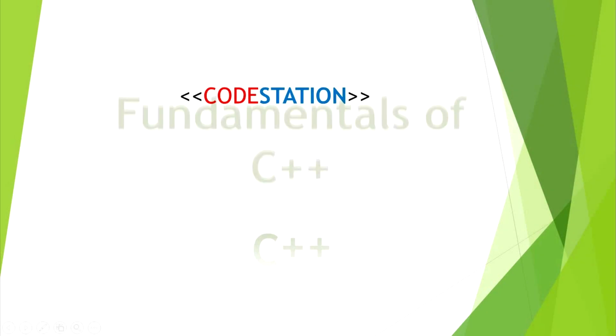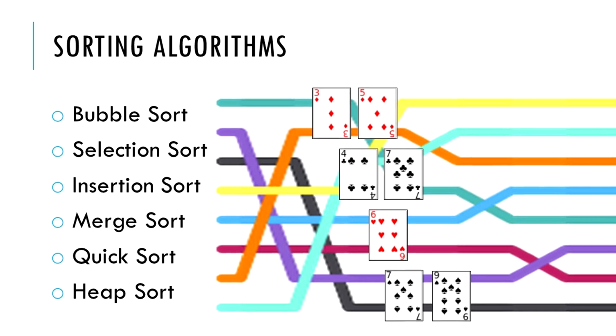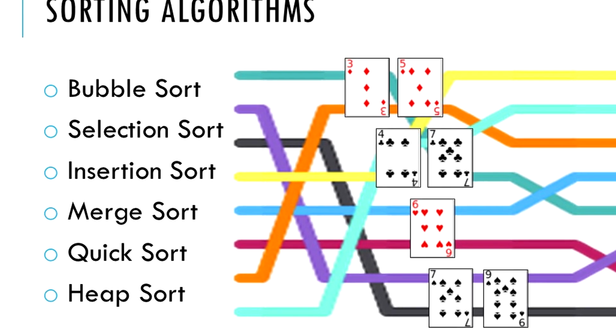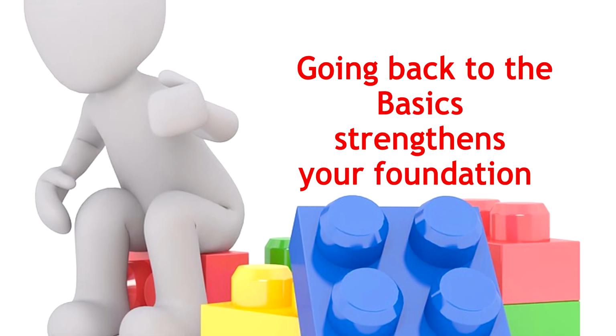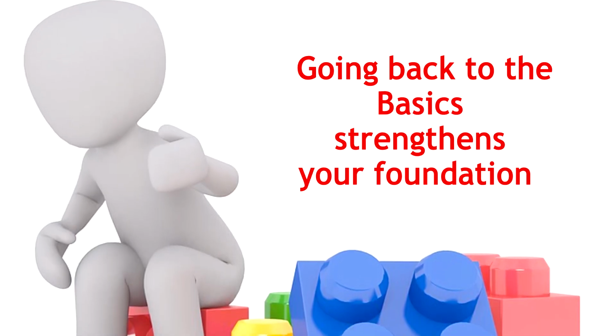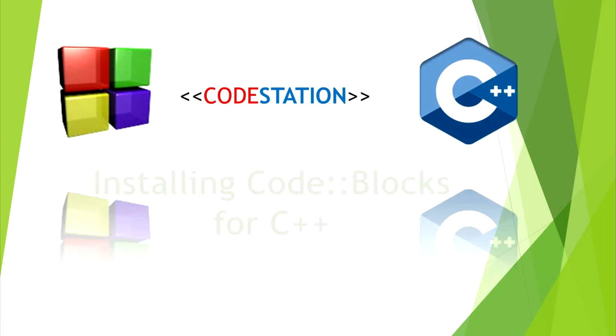In this video series, we'll learn how to code using C++. Then, we'll eventually code all the sorting algorithms that we've learned earlier using C++. So let's get started with the very basics. In this video, we will download C++ compiler and an IDE called CodeBlocks.